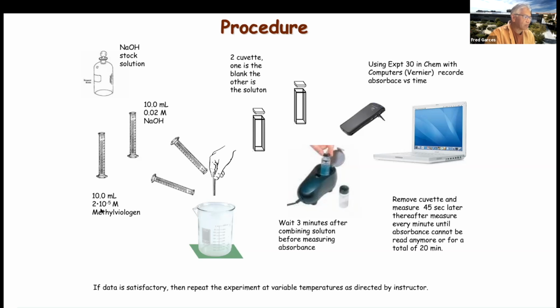And then you look at methyl viologen. Both are 10 mLs, but that concentration is about 2 times 10 to the minus 5. What you do is you pour the solutions here, and then you mix it in a beaker. You're supposed to wait a certain amount of time, put it in the cuvette, put it in the SpectroVis, and then start recording your data. And you do that for 3 trials at room temperature, 3 trials at a different temperature, hopefully lower than room temperature, and 3 trials at another temperature, hopefully higher than room temperature.